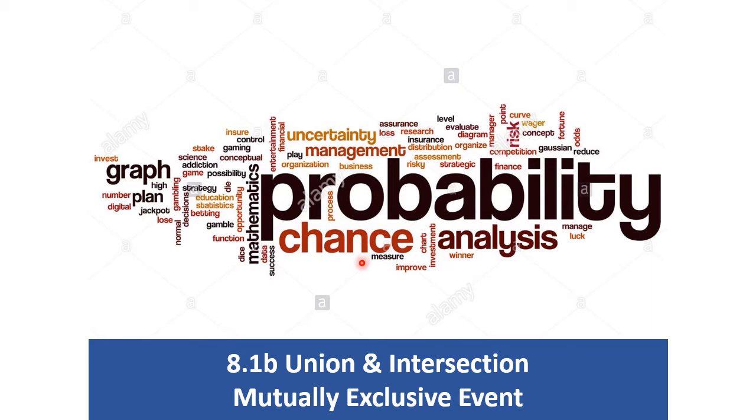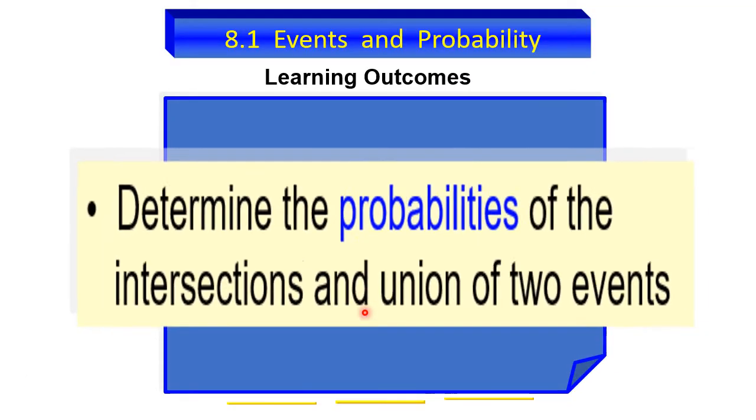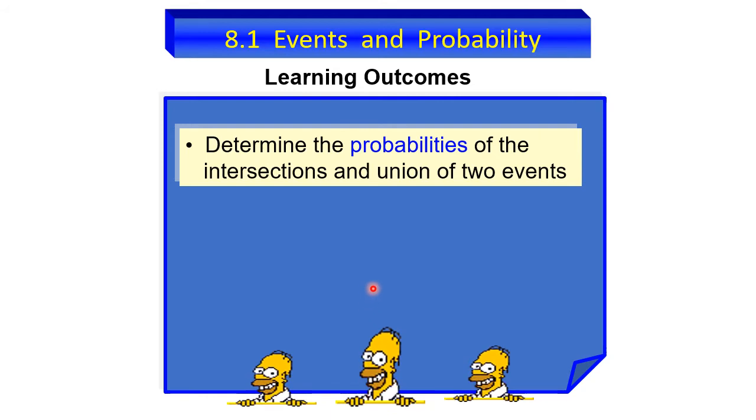So we'll continue our discussion regarding probability. We still discuss about base 8.1. So now in this video we discuss about union and intersection between two events, and also we discuss how we solve a mutually exclusive event. So this is the outcome for this video. So intersection and union between two events.